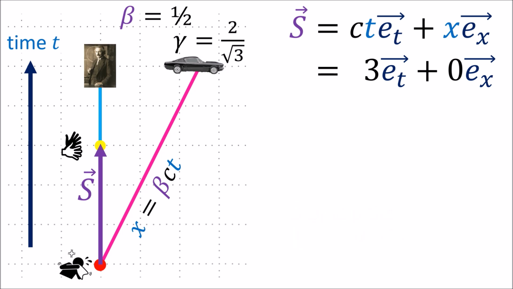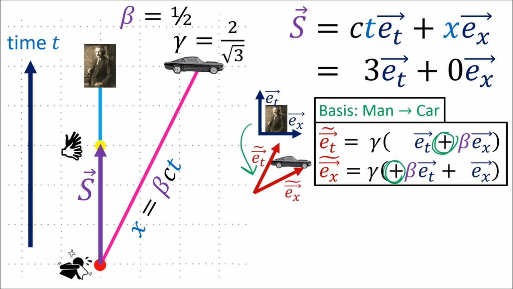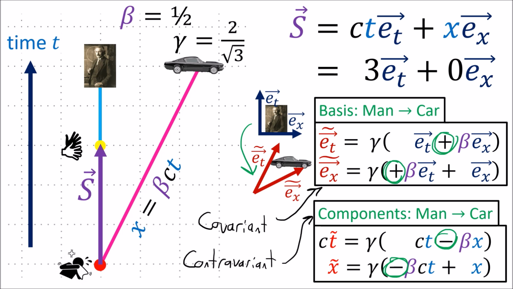Now, if we want to find the time and position components for S in the car's reference frame, we need to use the Lorentz transformations to change the vector components. Since we use positive beta to change from Einstein's basis to the car's basis, we need to use negative beta to change from Einstein's vector components to the car's vector components. Again, this is because basis vectors are covariant and vector components are contravariant, and they transform in the opposite way that basis vectors do.